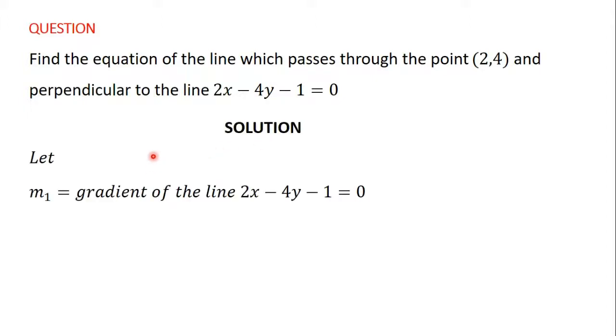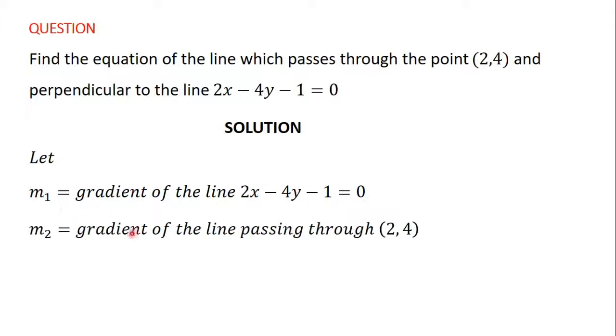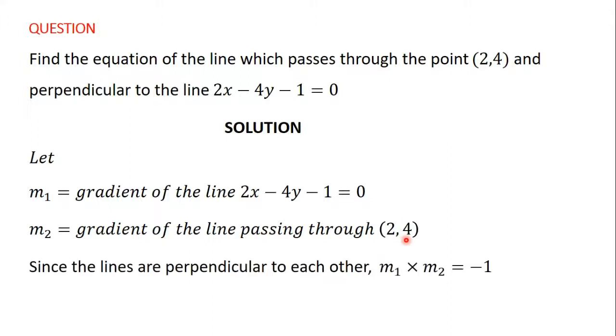So let's represent the gradient of the line 2x minus 4y minus 1 is equal to 0 with m1. And then we represent the gradient of the line that passes through the point 2, 4 with m2. We have seen from the question that the line 2x minus 4y minus 1 is equal to 0 is perpendicular to the line that passes through the point 2, 4. So since the two lines are perpendicular to each other, then the gradient of the first line, which is m1, times the gradient of the second line, which is m2, will give us minus 1.